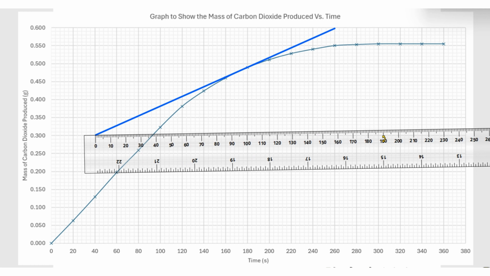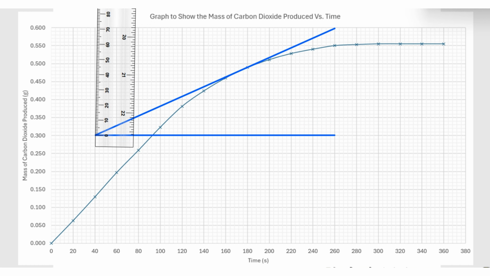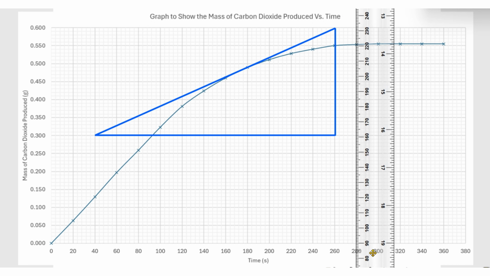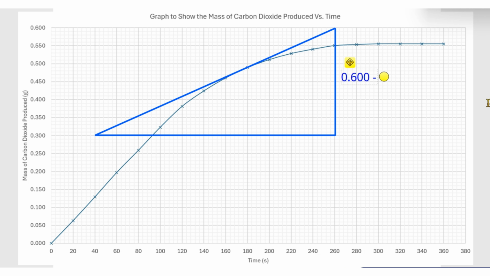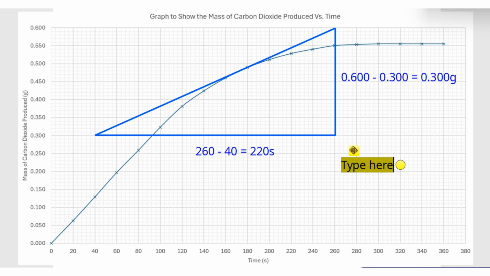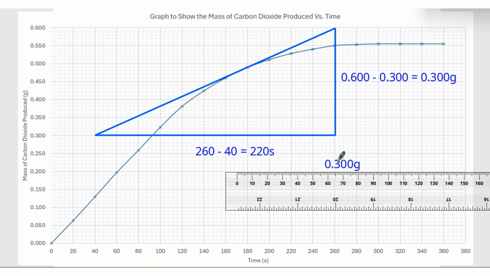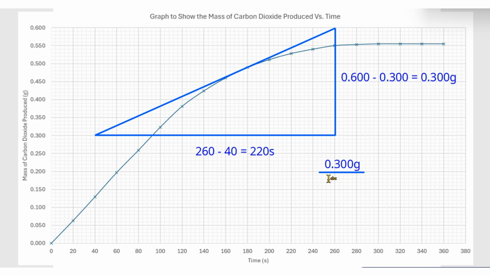The tangent I've chosen to draw at 180 seconds crosses the grid at 40 seconds, 0.3 grams, and 260 seconds, 0.6 grams. So the instantaneous rate is 0.6 grams, take away 0.3 grams, divided by 260 seconds, take away 40 seconds. So 0.3 grams divided by 220 seconds gives you a rate of reaction of 1.36 times 10 to the power of minus 3 grams per second.